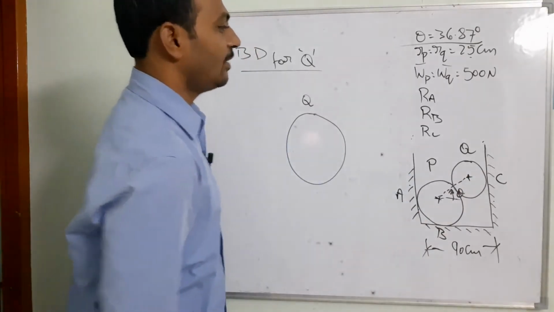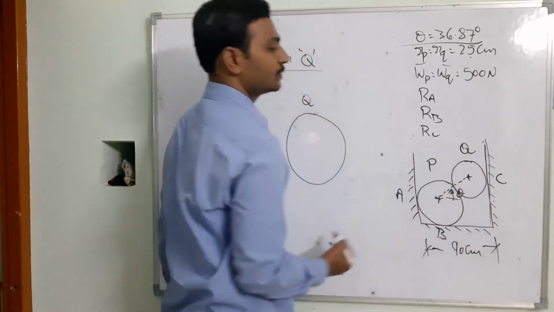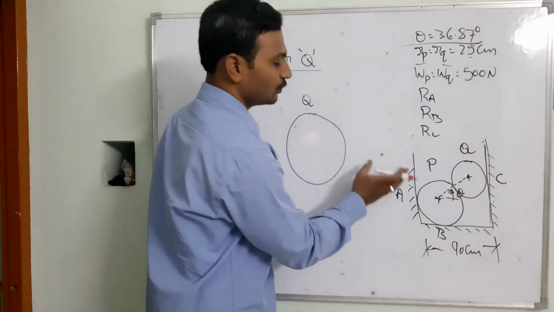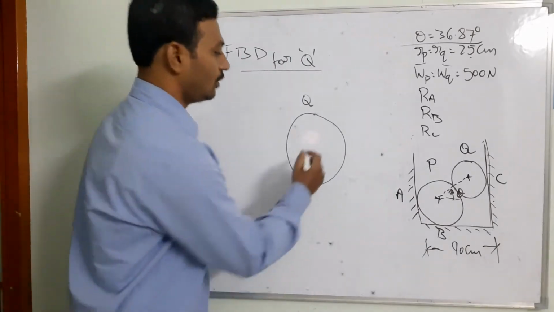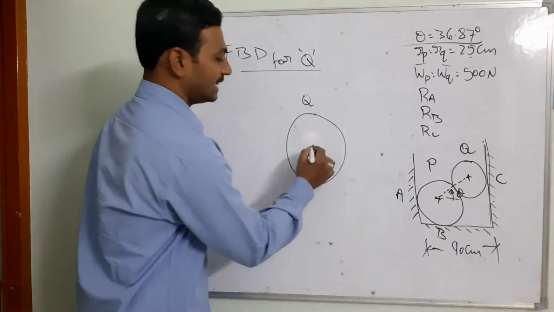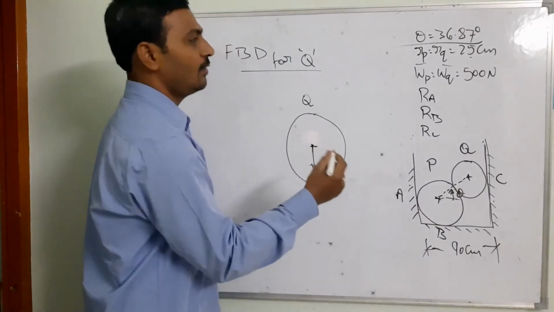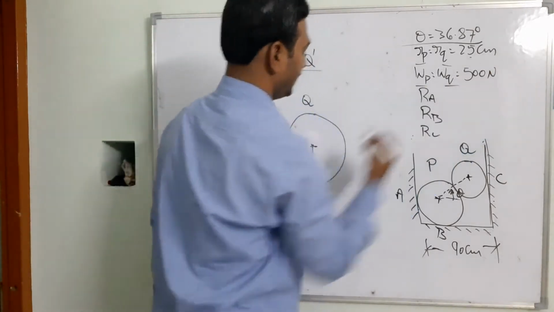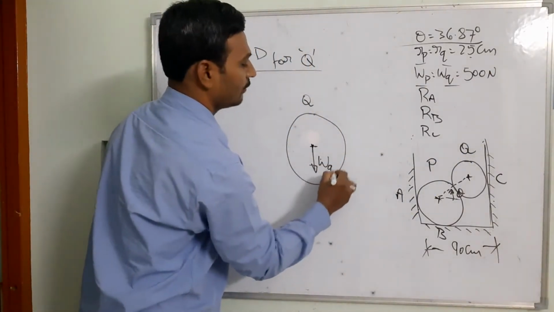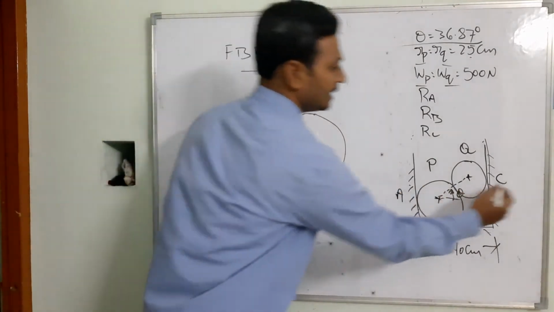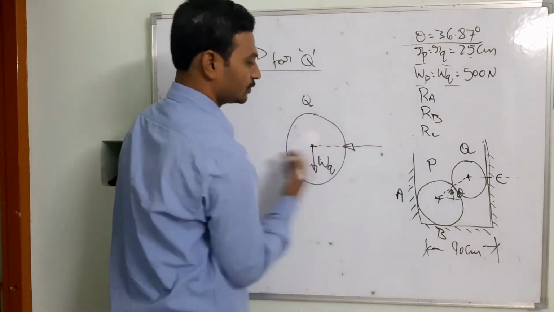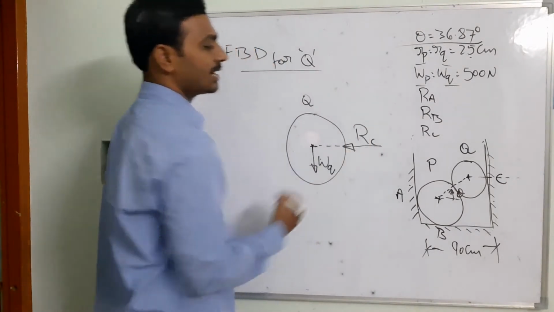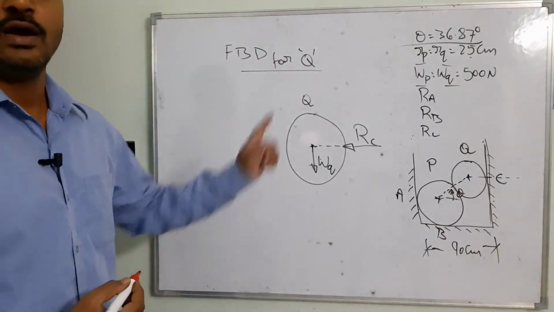So in this case, when I remove the vertical wall, what happened? The ball is going to try to fall that side, but I want to keep that object in the same position. So first I take the center, and the self weight is always acting vertically downward. As you know, the self weight here is going to be 500 newtons. At the same time, the reaction force is coming from over here, towards this side. That's your RC force coming from the vertical wall.